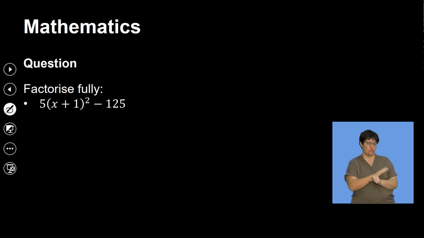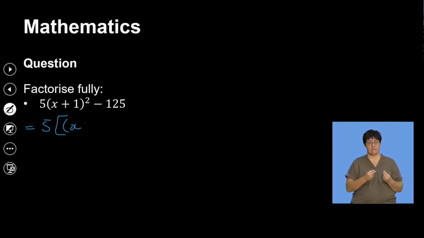Now let's look at some factorizing fully. What did I say? Firstly, look at whether I can take out a common factor or not. If I can, that's what you need to do. So here clearly I can take out a common factor of 5. And if I do that, I will be left with x plus 1 all squared minus, if I divide this by the common factor, it will give me 25, right?